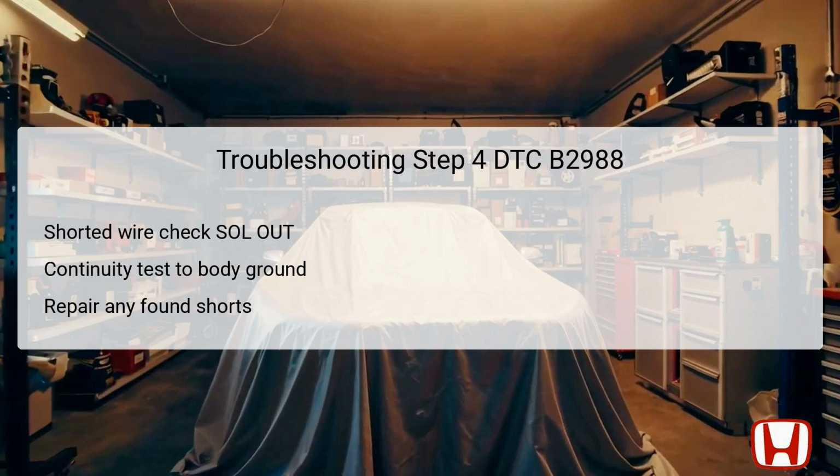If continuity exists, it signifies that the SOL OUT wire has a short circuit somewhere along its length, and immediate repair is necessary to prevent further damage to the electrical system. It is essential to locate and rectify any shorts in the wiring to ensure reliable AC operation. If there is no continuity, it implies that the SOL OUT wire is functioning properly, allowing the technician to continue diagnosing further steps.